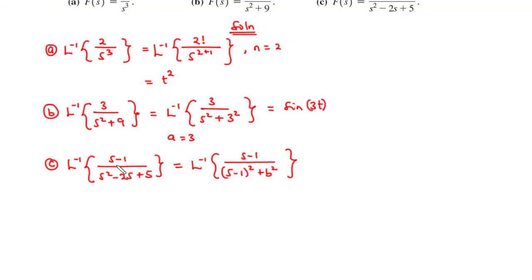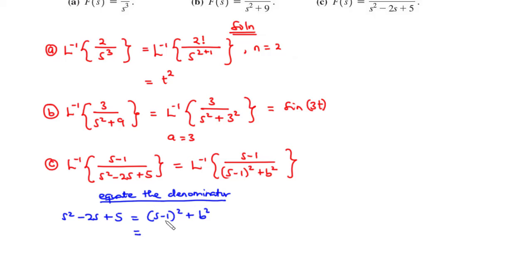So we have the numerator to be the same. We are going to compare the denominator. So we are going to equate the denominator. On the left hand side we have s squared minus 2s plus 5, and that is equal to, on the right hand side we have s minus 1 all square plus b square. We want to find the value of b square or b.